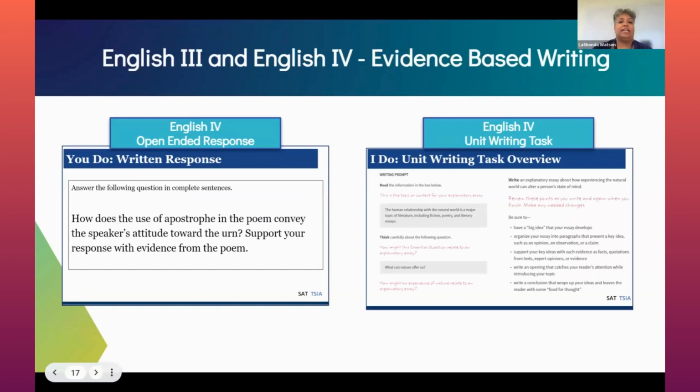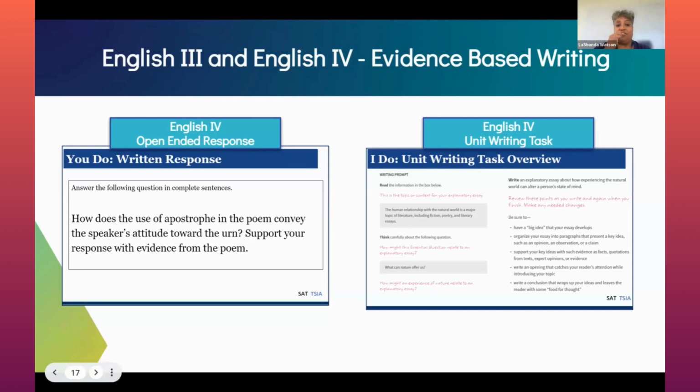Evidence-based writing for English 3 and 4, again, looks a little different in that the unit writing task is used. And within the unit writing task, the students will be required to use text evidence from various sources of the text that they've read for that particular unit.